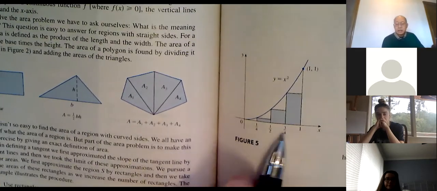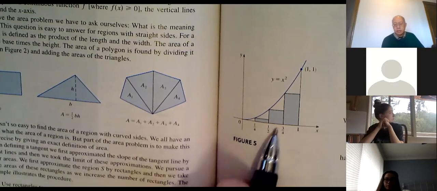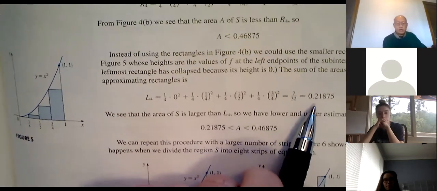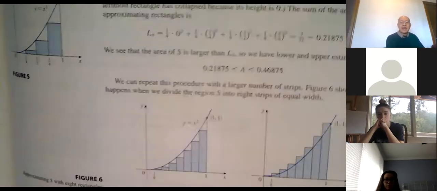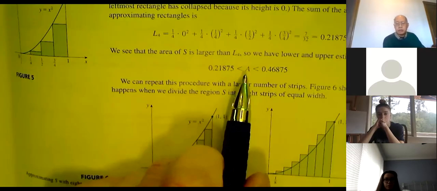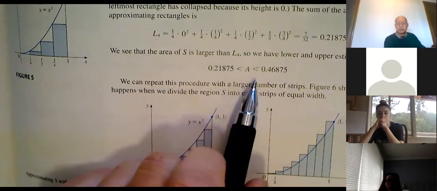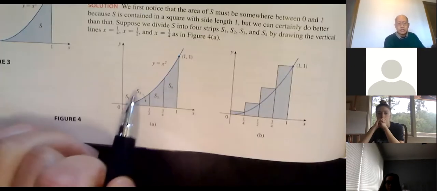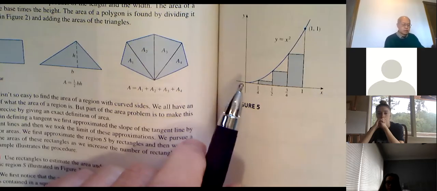Okay, now, they added up these 4 rectangles, although the first rectangle has a height of 0. Okay? You add these up, 0.21875. Definitely too small. So I can say the true area under the curve is between the two numbers, 0.21875 and 0.46875. Okay. So they chopped this region up into 4 pieces. Rectangles are too big. Rectangles are too small.